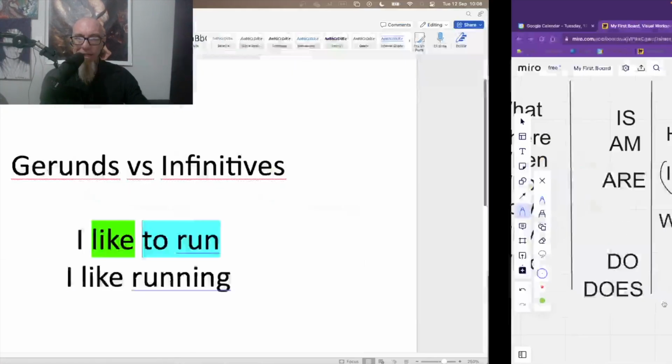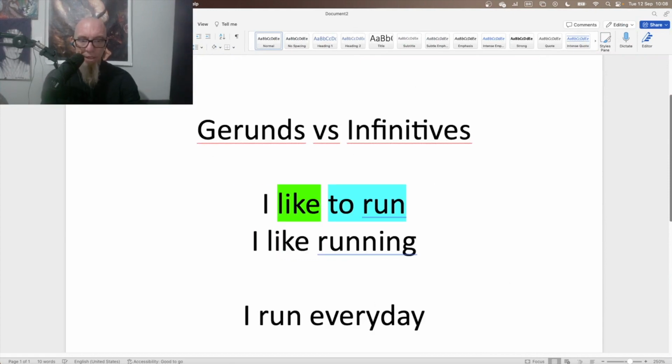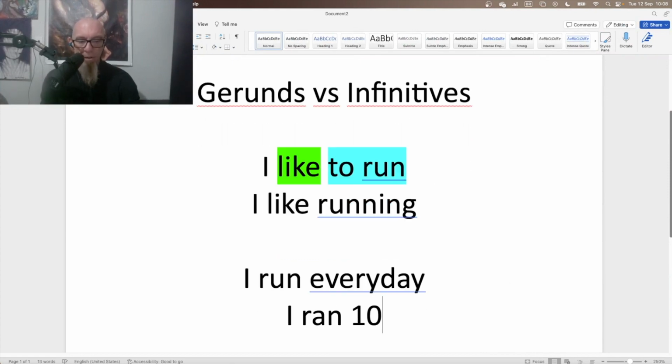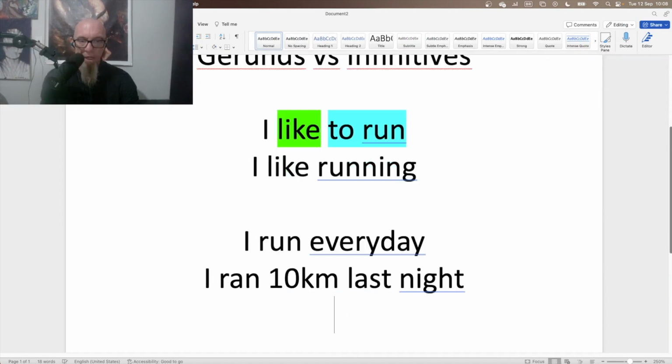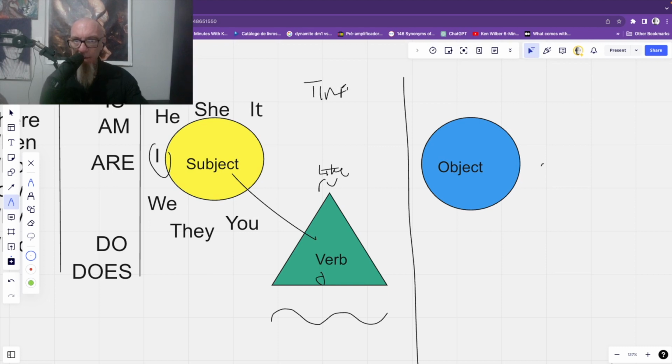In an active sentence, we say I run every day. I ran 10 kilometers last night. I'm going to run 10K with my dog tonight. So we know our verbs are like water, right? They're always affected by time. On this side of the glass, everything is affected by time. So that verb can be in the present, the future, the past.